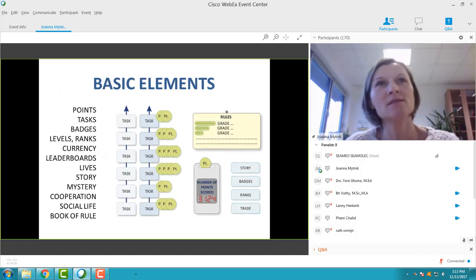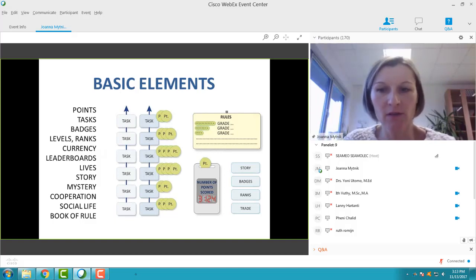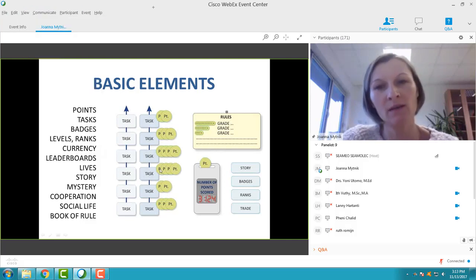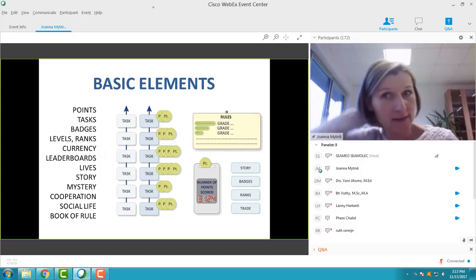We have many elements in games, and these elements we use in our courses, gamified courses. We have here some basic elements. The most important are tasks, I mean missions. So these are activities that our students complete. We have points for these tasks, for these activities. Different number of points for different tasks. It depends on how difficult the task is.